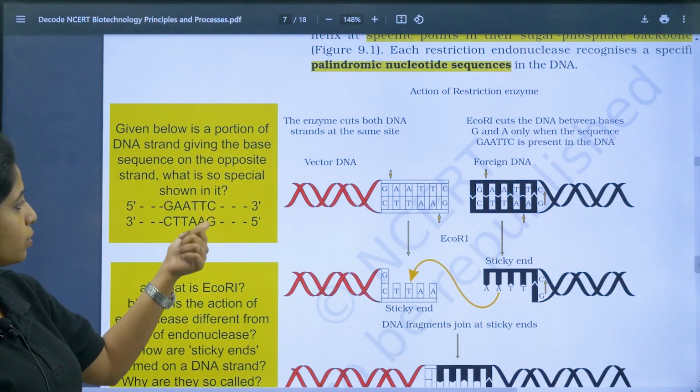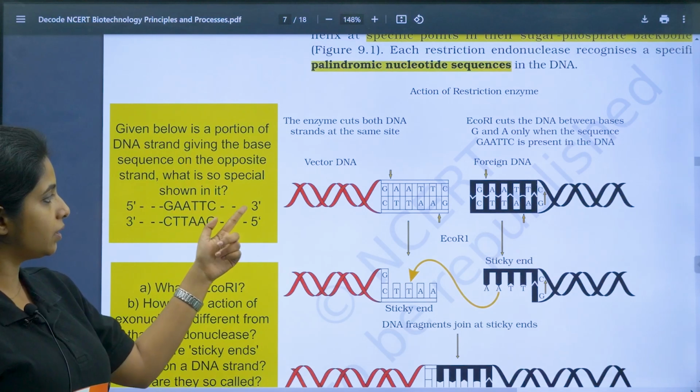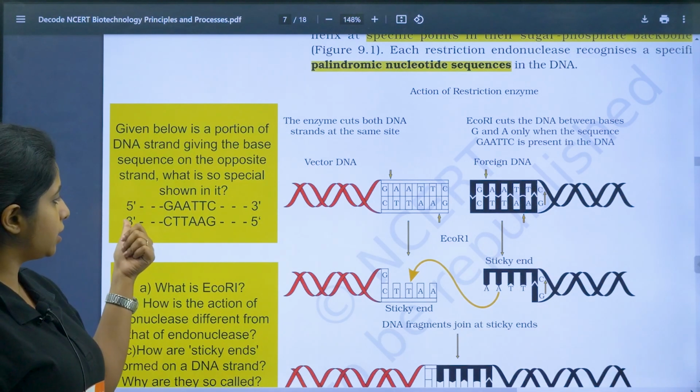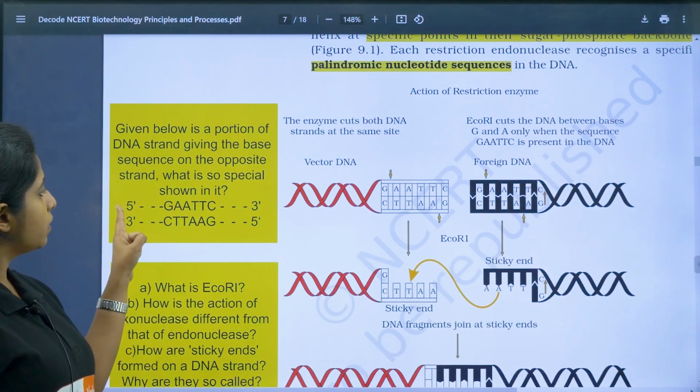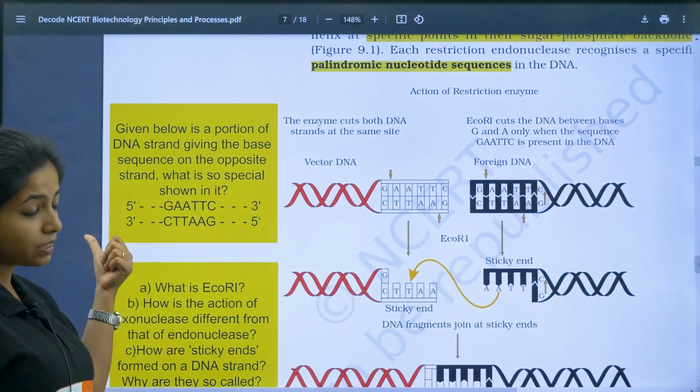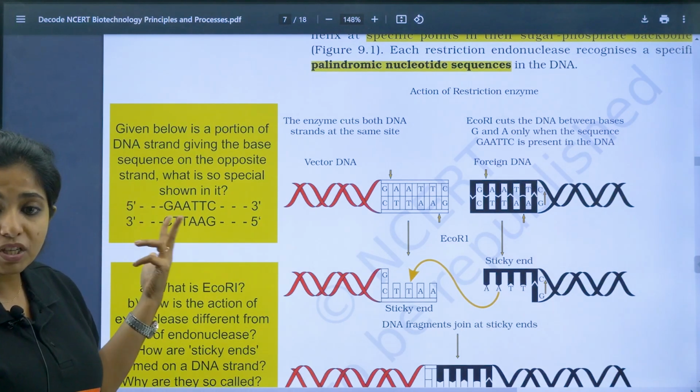Given below is a portion of the DNA strand giving the base sequence on the opposite strand. What is so special shown in it? 5'-GAATTC-3', and then 5'-GAATTC-3'. What is so special in them? It is a palindromic sequence, read the same from both ends. 5', this, 5', this. So it's the same. It's known as a palindromic sequence, my dear children.